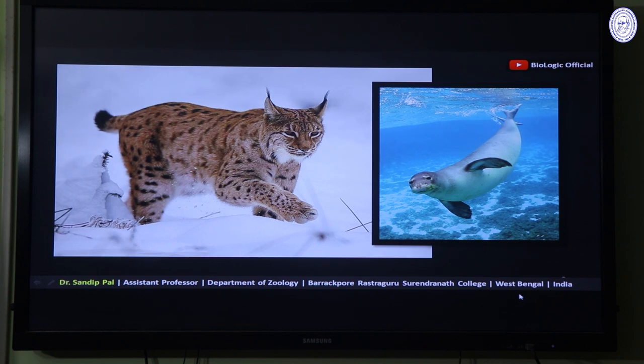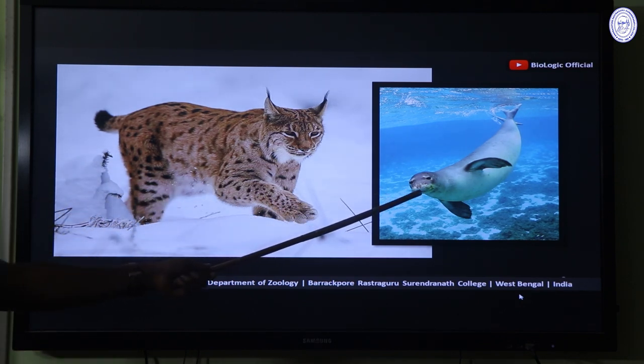Next, lynx. The characteristic feature of lynx is there are tufts of hairs at the end of their ears, and the tail is short in case of lynx. It is an animal from cat family. And this one is monk seal.